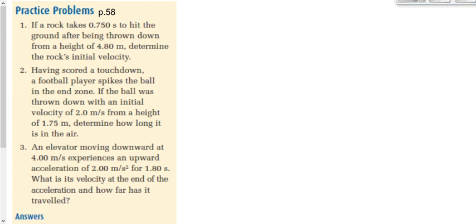Let's take a look at number 2 as well. It says, having scored a touchdown, a football player spikes the ball in the end zone. If the ball was thrown down with an initial velocity of 2, so that would be -2, right? Because it's thrown downward.